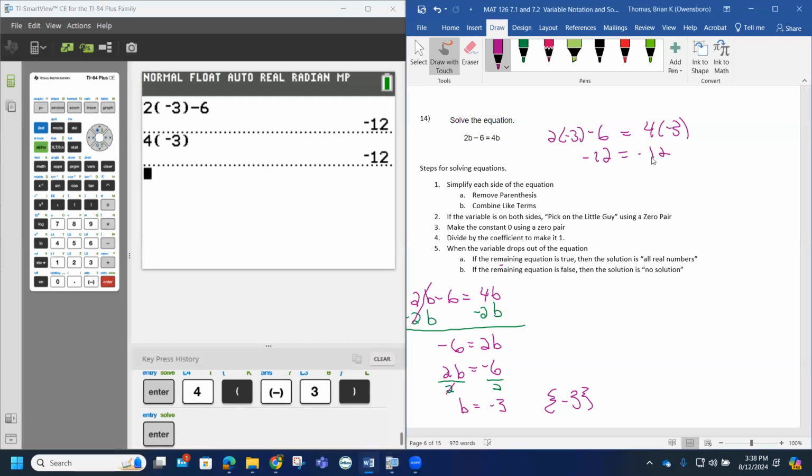And that's what we mean by solving an equation. We're looking for the value of the variable that makes each side the same amount. And negative 3 is the only number that makes each side the same amount, and that amount would be this negative 12. So negative 3 would become our solution to this equation.